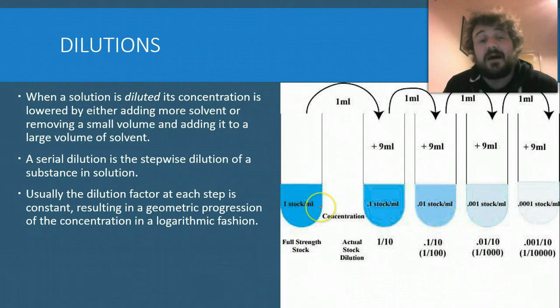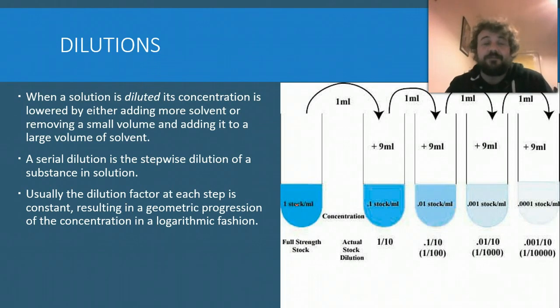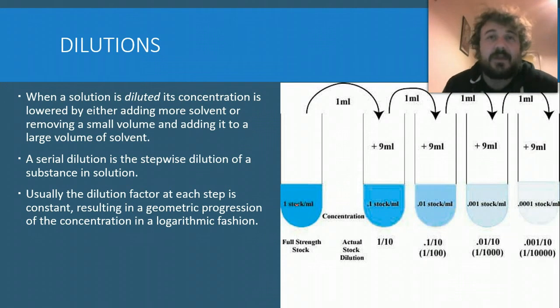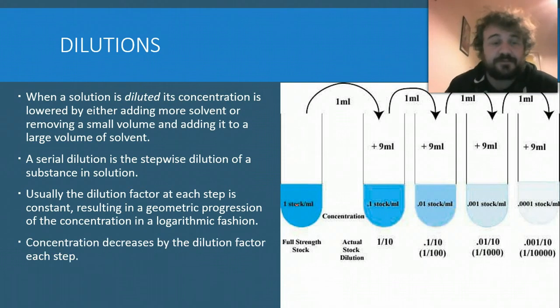Okay, so to be a serial dilution, the dilution factor at each step has to be constant, and this results in a geometric progression of the concentration downwards, so that you get that sort of in a logarithmic fashion. Now, a logarithmic fashion usually means it goes down or up by a factor of 10 each time. Not always a factor of 10, but in this case, it was. So the concentration decreases by the dilution factor each step.